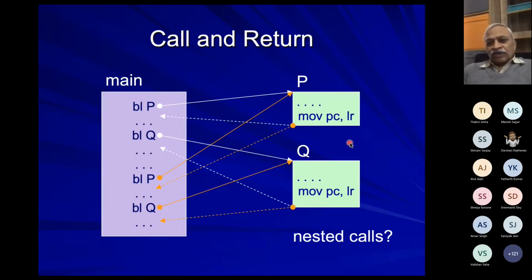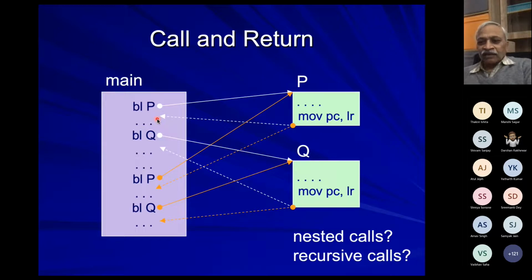Now, the question comes up is how do you have nested call? Suppose P were to call Q, then if we have a BL instruction within P, then contents of LR would be lost. So you won't be able to return back to the point from where P was called. But there are ways of handling it. We'll look at it shortly. And recursive call also poses similar problem.